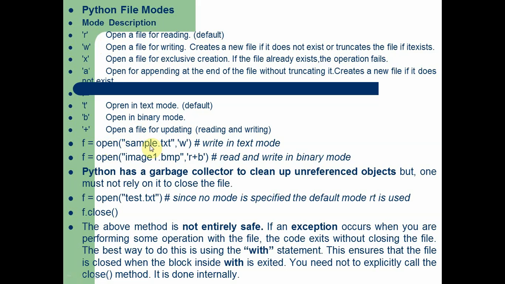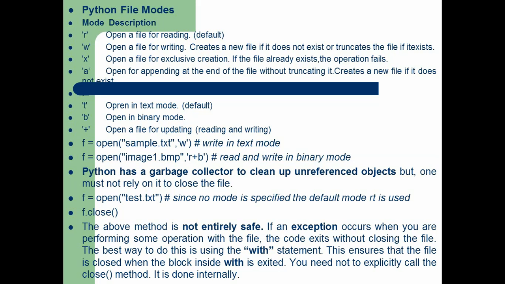So in the example you can see f is equal to open. This is the open function. We simply open a sample.txt file. After putting a comma, we mention the mode. If you mention R, then the file opens for reading. This is the default mode. If you mention W, then the file opens in write mode. If you mention any other option, the mode will change accordingly.